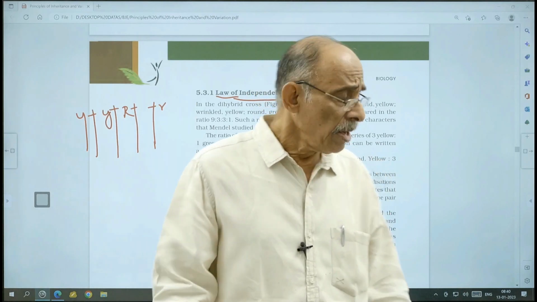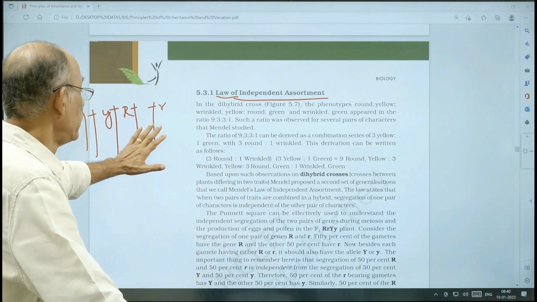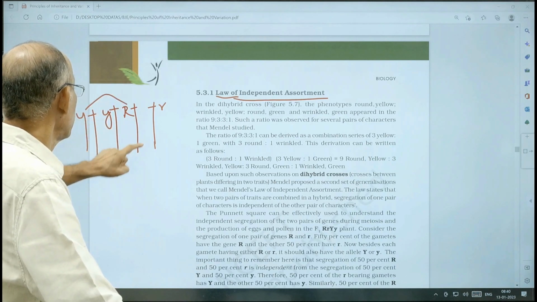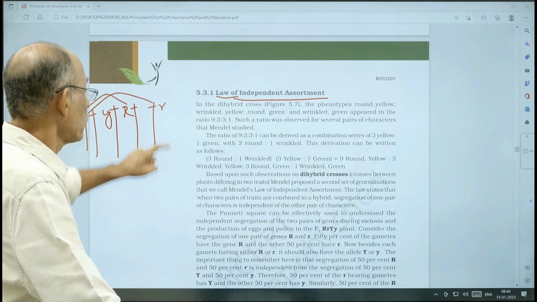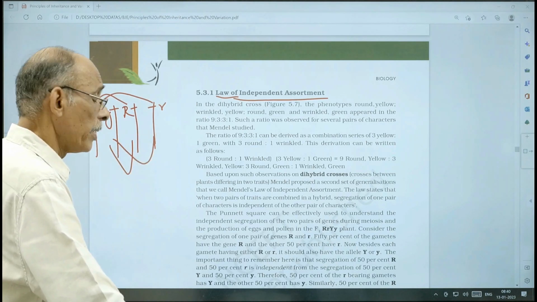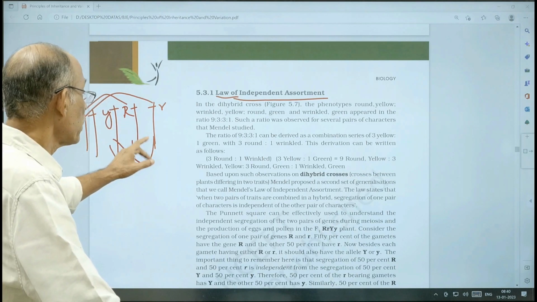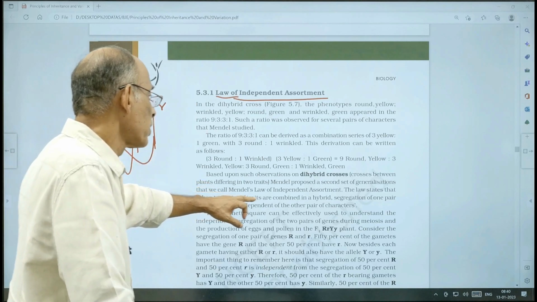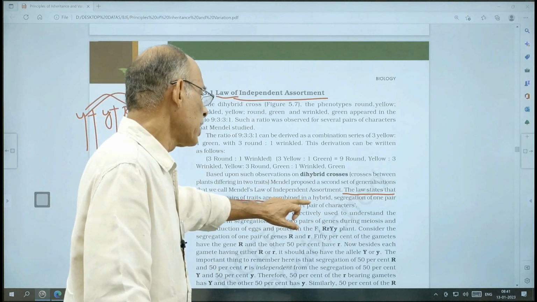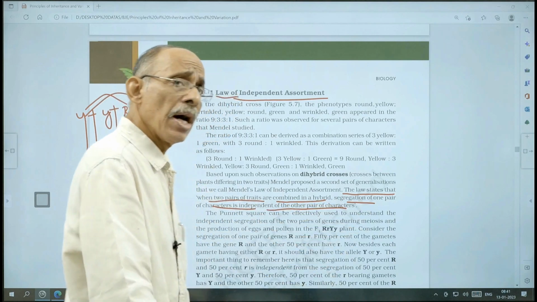In Mendel's cross, these genes were situated on different chromosomes. Capital Y can combine with capital R, or Y can also combine with small r. Small y can combine with capital R, or small y can also combine with small r. So different combinations are possible. That means in a dihybrid cross, the law states that when two pairs of traits are combined in a hybrid, segregation of one pair of characters is independent of the other pair of characters.